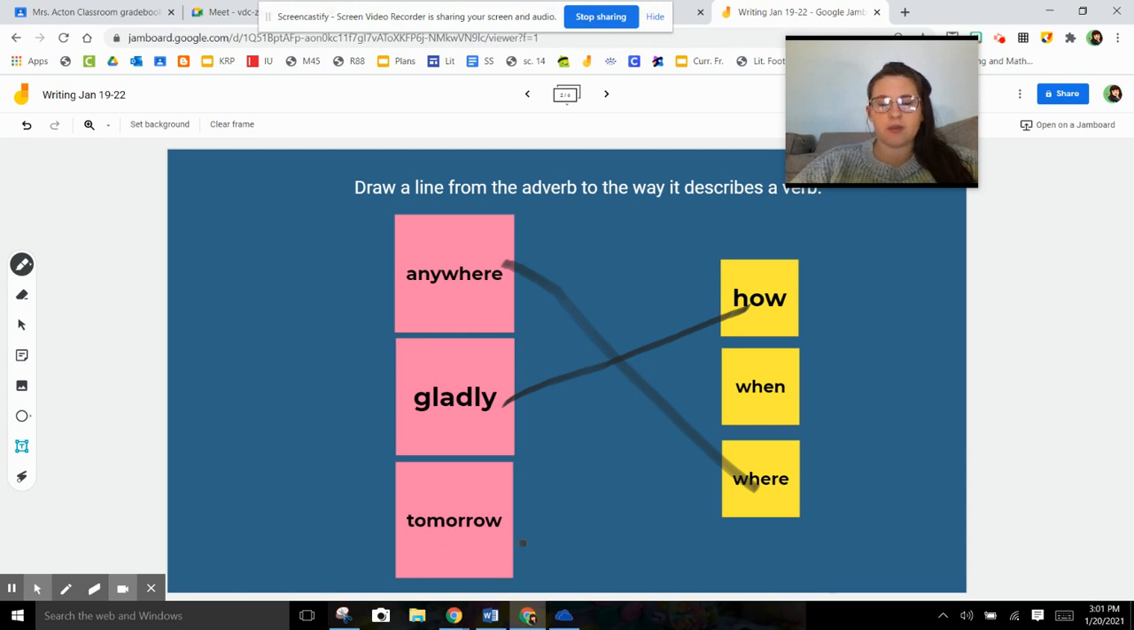And then the last one is tomorrow. Tomorrow is definitely a when something happens. Tomorrow, yesterday, today, those are all questions like when it comes with the verb. So anywhere, gladly, and tomorrow are three examples of adverbs, but they each answer a different question. How you do it, when you do it, and where you did it.